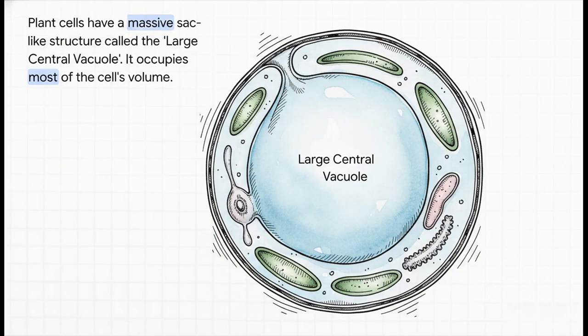All right, let's move inside the cell for our next big difference. Notice this gigantic sac-like thing inside the plant cell? That's the large central vacuole. And as you can see, it takes up a massive amount of space. Sure, animal cells can have vacuoles, but they are absolutely tiny compared to this beast.